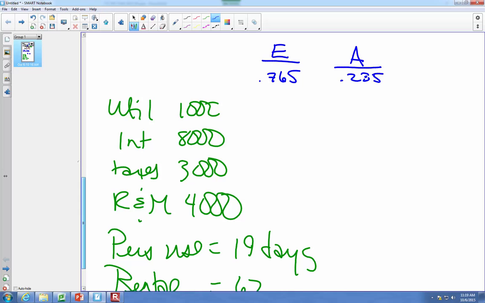And this is 0.765. Now, the next question is, which of these items are never going to an A? My repairs and maintenance are never going to an A. That's purely personal. And my utilities are never going to an A. That's purely personal. Oh, is it? No. 19 days of personal and 62 rental. Oh, it's 62. Okay, I'm sorry. My bad.